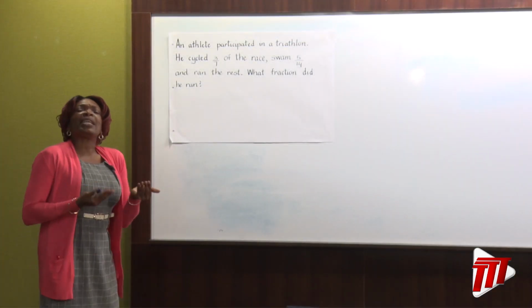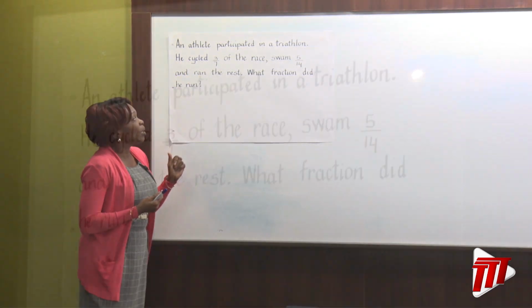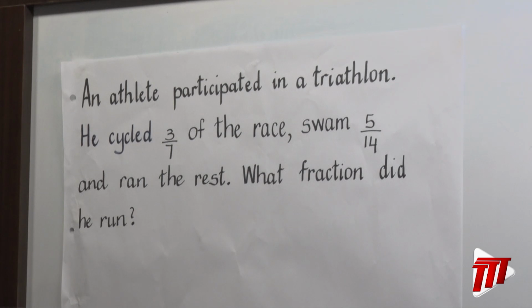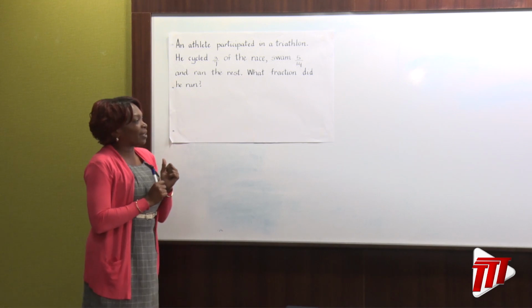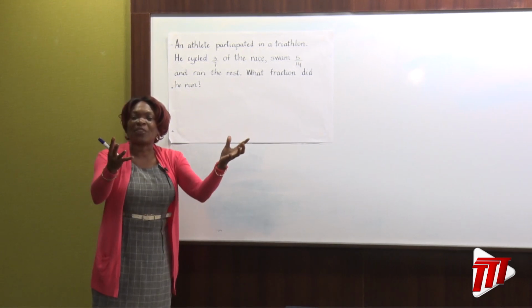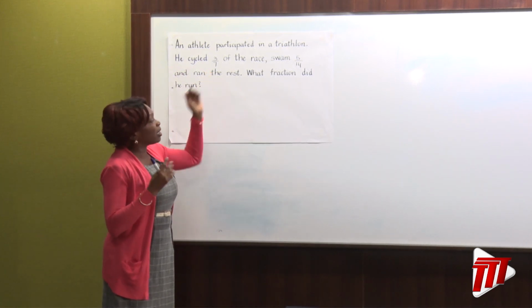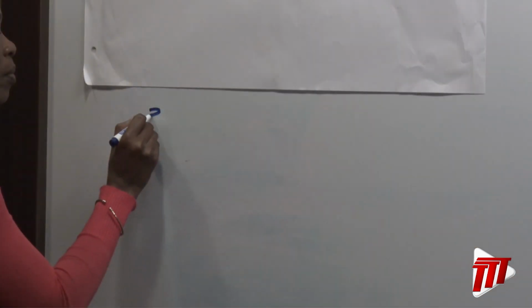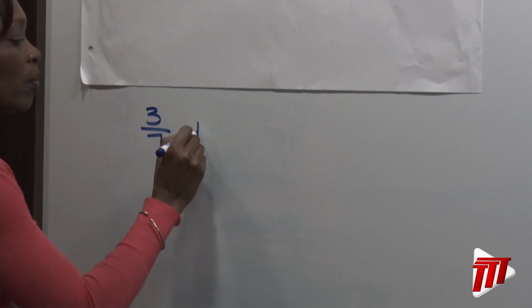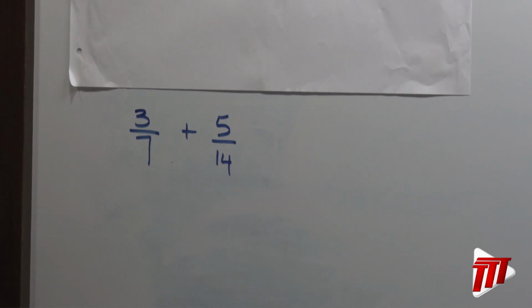Again, what information is given? We have the fraction that he cycled. We have the fraction that he swam. Can we not put those two fractions together? Yes, we can. So that's what we're going to do now, pull out the information that we have. So we'll combine the fraction that he cycled with the fraction that he swam, add them together. Applying the same skills, equivalent fractions. Let's go.